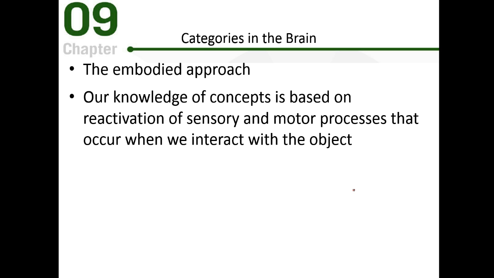According to the embodied approach, our knowledge of concepts is based on the reactivation of sensory and motor processes, and keep in mind that these are some of the things that distinguish between living animals and artifacts or objects. Anyway, the embodied approach suggests that our knowledge of concepts is based on the reactivation of sensory and motor processes that occur when we interact with the object, right? And that's the key here to the embodied approach, is this interaction.